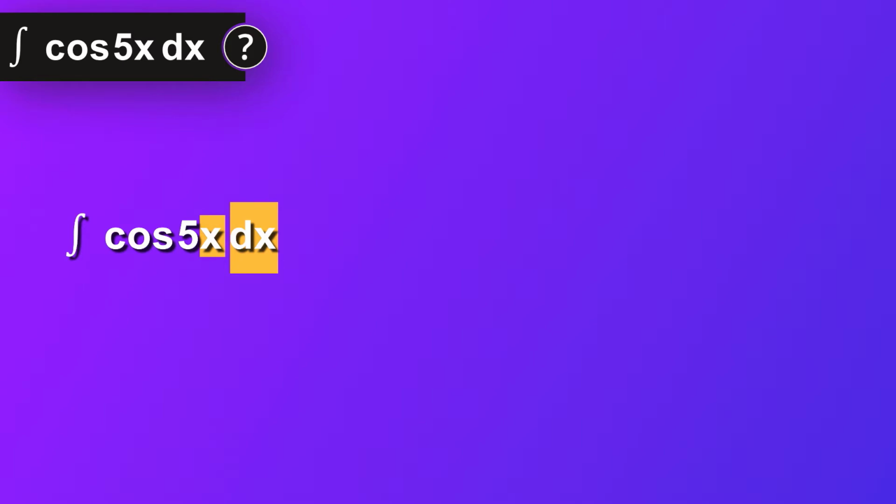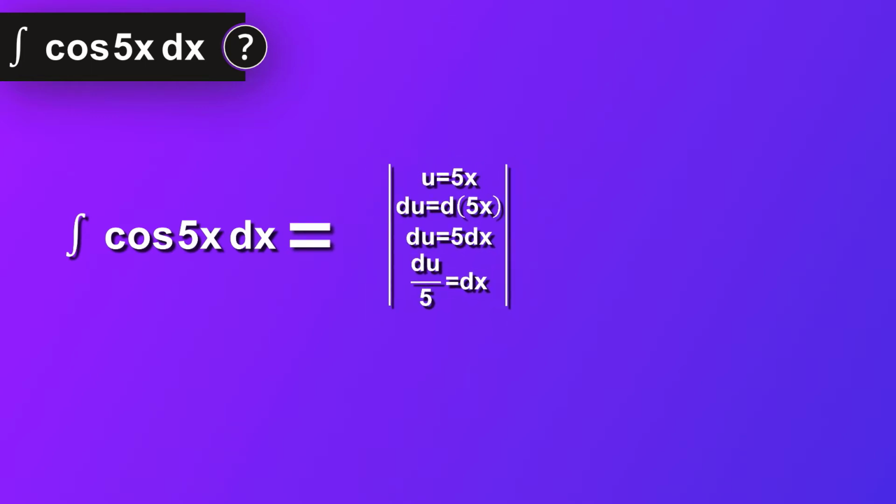In that case, to solve this integral, we may apply the so-called u-substitution method. We do it in order to modify the integral in a way that enables using some of the formulas for finding integrals. Now, we try to substitute the expression 5x. We say u is equal to 5x.